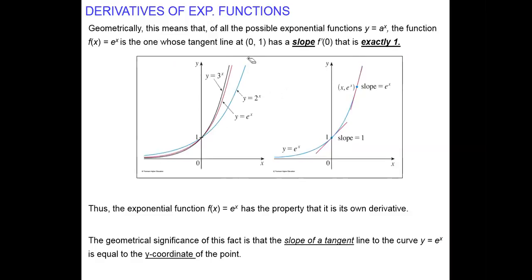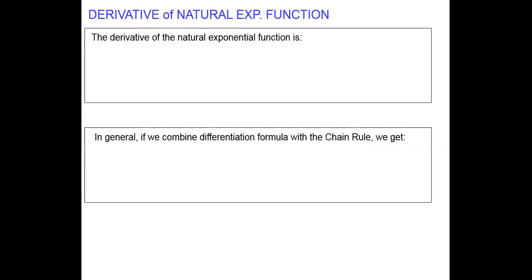We can see the functions 2 to the x, 3 to the x, and between them is actually e to the x. And the slope, since the slope is the derivative, at 0 is exactly 1. But now we need the derivative of e to the x. I can follow my general formula: the derivative of an exponential function is the same function times ln of the base. But ln of e is 1. That's another beautiful property. The derivative of e to the x is just the same function, e to the x.